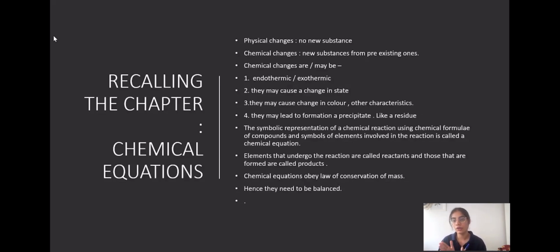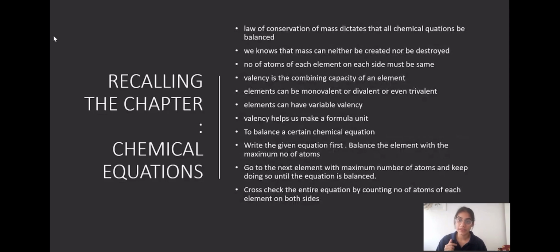Chemical equations all obey the law of conservation of mass. It means during a chemical change or during a chemical reaction, mass is neither created nor destroyed. Hence, the number of atoms of each element on the reactant side must be the same as that on the product side. Equations need to be balanced. We know that mass can neither be created nor destroyed, and that is the concept that is used, and why we need to balance chemical equations is understood.